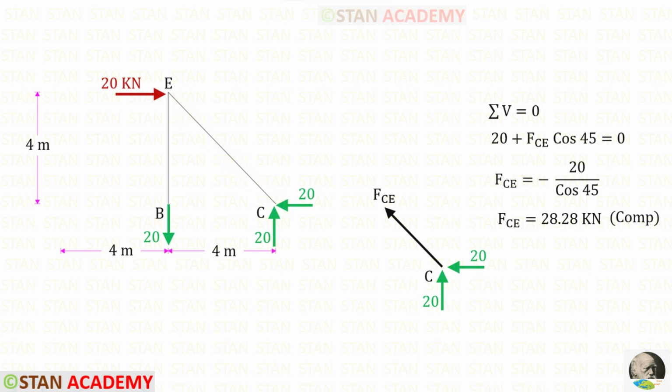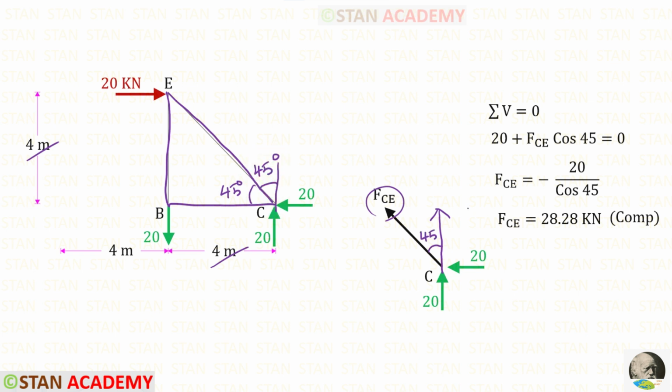We can take the joint C and we can apply the rule sigma V is equal to 0. 20 is acting upwards so that it will be positive. FCE is inclined. We have to resolve it in the vertical direction. We need to find this angle. Let us take this triangle. In this triangle, the opposite side and the adjacent side are 4. In this case, the angle should be 45 degree. So this angle also should be 45 degree.